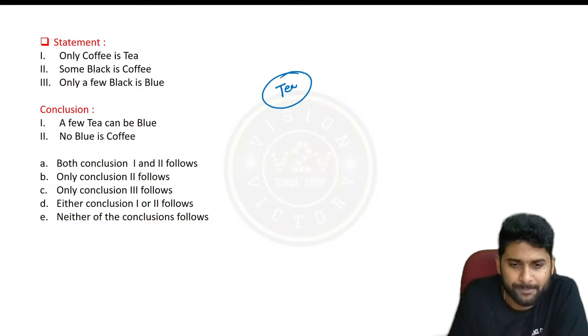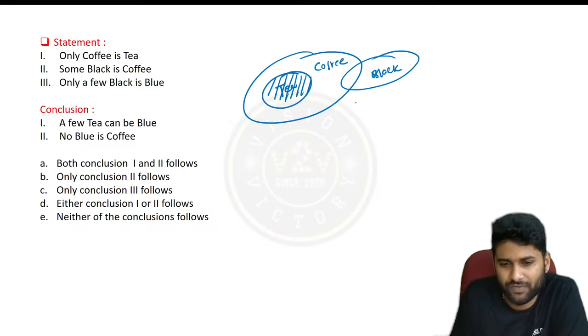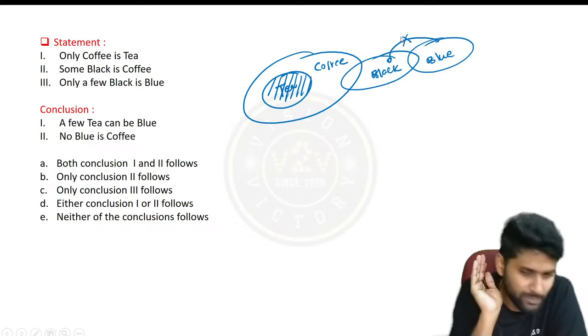Only coffee is tea. Means tea belongs to the coffee only. Some black is coffee. Only few black is blue, which means some black is blue, some black is not blue. So this is our picture.